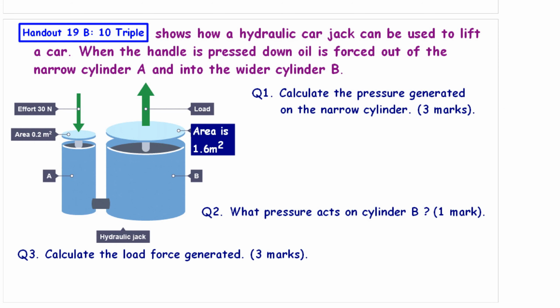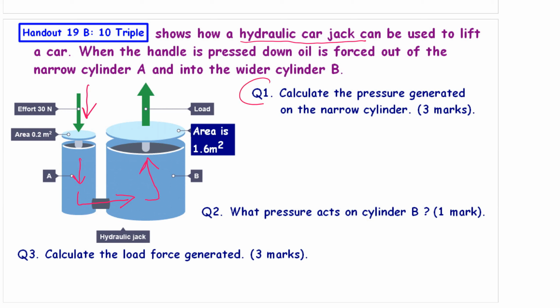Really important, that. So this handout here that I can't give you at the moment, but you can draw it if you want, shows a hydraulic car jack, and it can be used to lift a car. When the handle is pressed downwards, there's the effort, 30 newtons, oil is forced along here, through here, and it pushes upwards with such force that it can lift the car up. It's called a force multiplier.